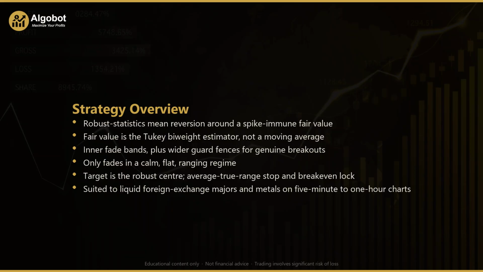Crucially, this approach only looks to fade when the market is calm and ranging. It measures the slope of its own center line and only considers trading when that slope is nearly flat, avoiding established trends where mean reversion tends to struggle.